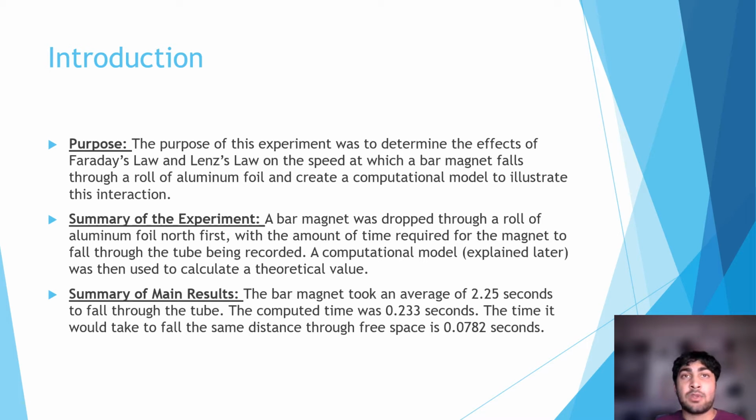The summary of the main results: the bar magnet took an average of 2.25 seconds to fall through the tube. The computed time was 0.233 seconds. The time it would take to fall the same distance through free space was 0.0782 seconds.